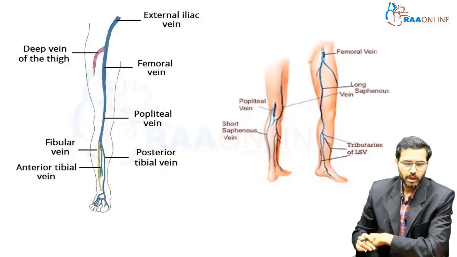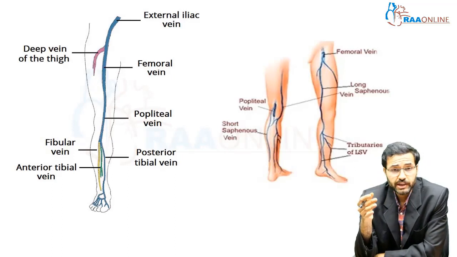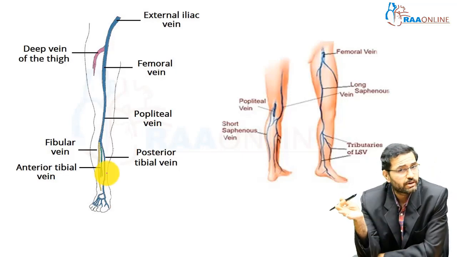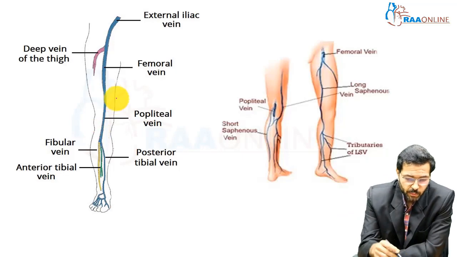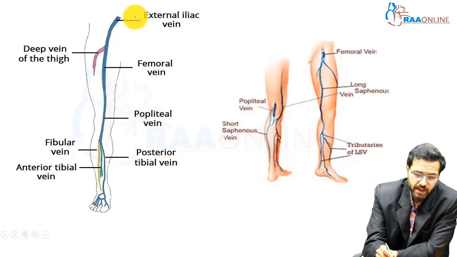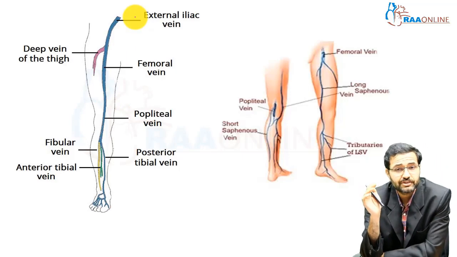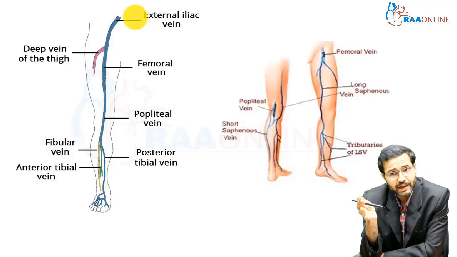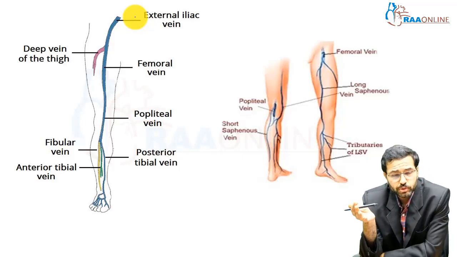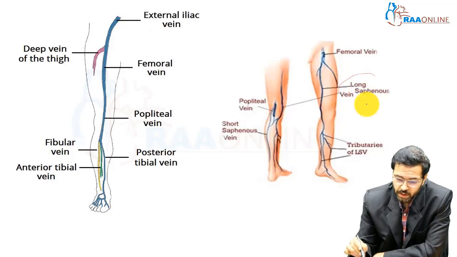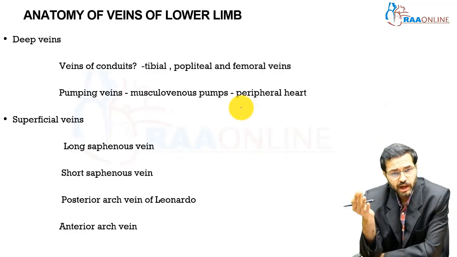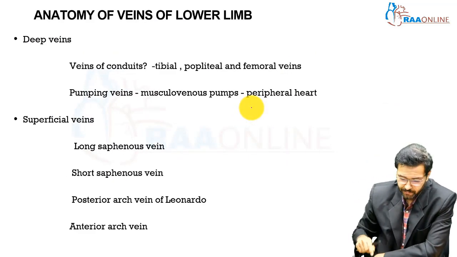This is a diagrammatic representation of the venous drainage of the lower limb. You have the posterior tibial and anterior tibial veins, which correspond to their corresponding arteries. They form the popliteal vein, which forms the femoral vein, and then it extends upwards as the external iliac vein. Into these deep veins, the superficial veins enter. The common superficial veins, like I told you, are the long saphenous vein, the short saphenous vein, the posterior arch vein of Leonardo, and the anterior arch vein.